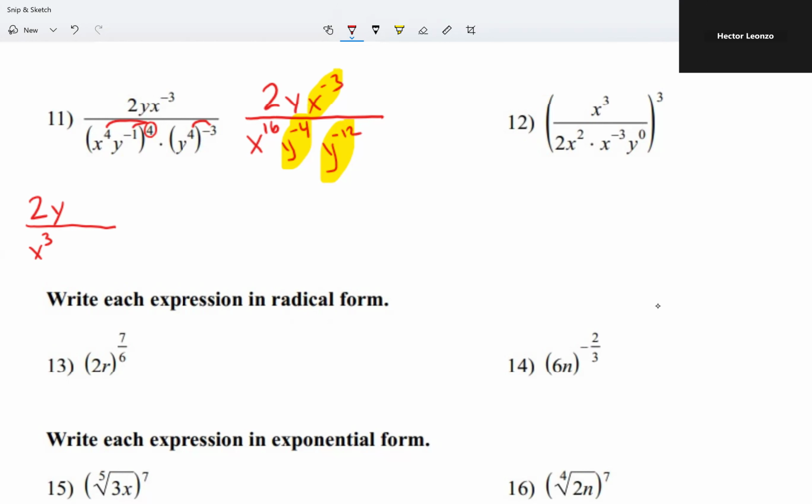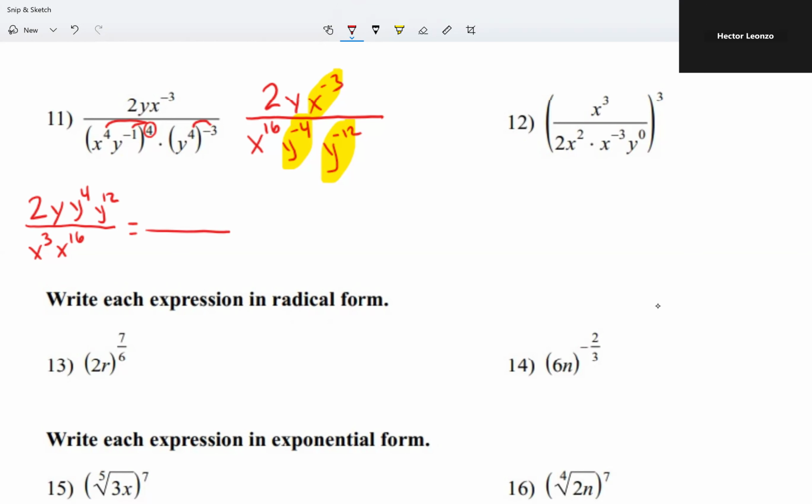Now let's focus on the bottom part of the fraction. The x to the 16th, I'm just going to leave as x to the 16th. It is positive at the bottom, so it's fine. On the top, I'm going to have y to the positive 4 and y to the positive 12. Notice how those last two y's were negative exponents at the bottom, and then I brought them to the top. So let me simplify this.